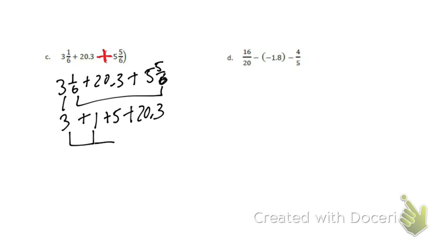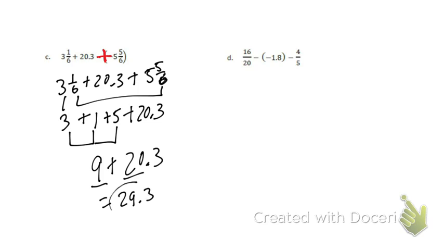Here, 3 plus 1 is 4, plus 5 is 9, plus 20.3. Right here, you just do the 9 plus the 20, right? Makes 29. But you got that 0.3 also. If you were trying to show how to add this, remember when you're adding decimals, that 9 is like a 9.0, right? So you add like that.